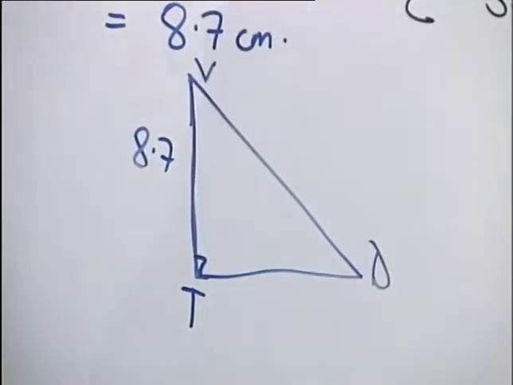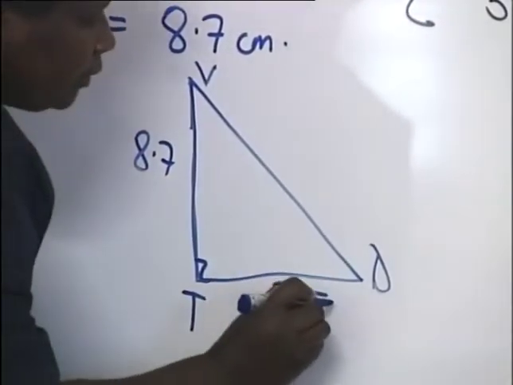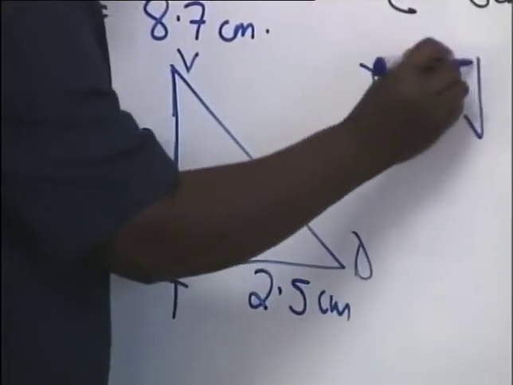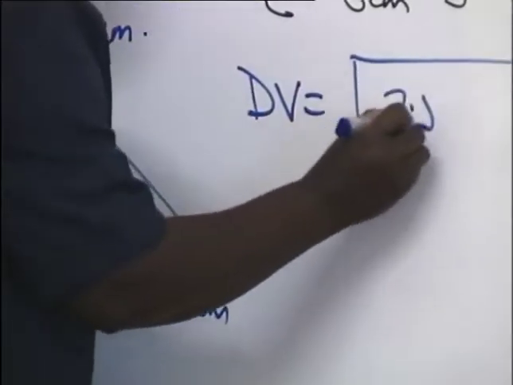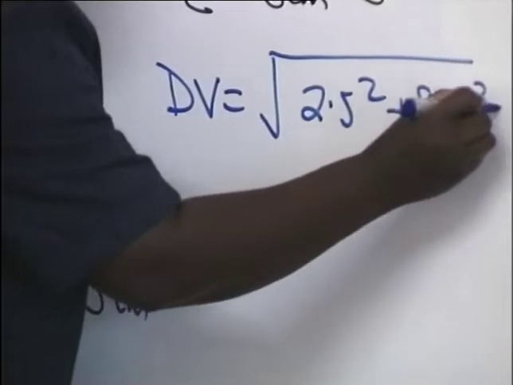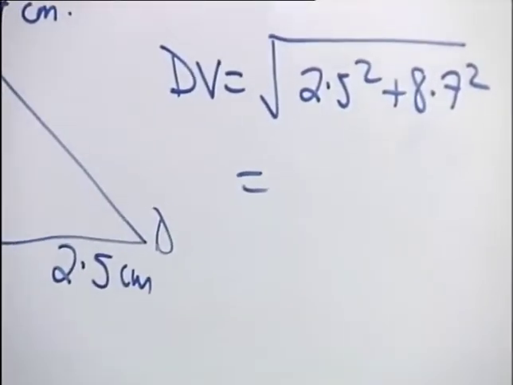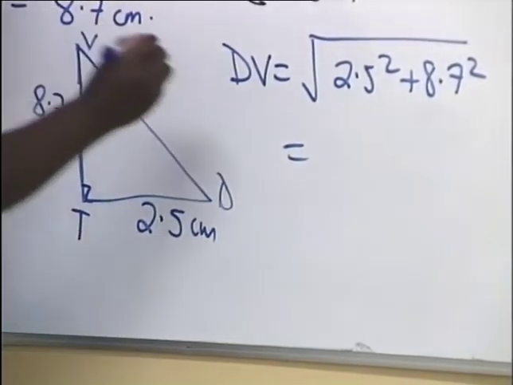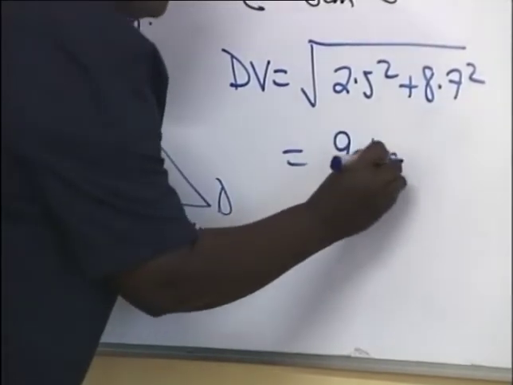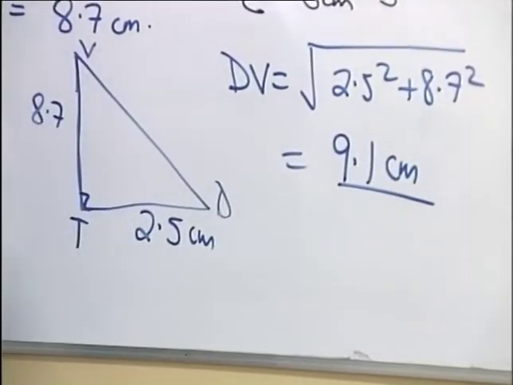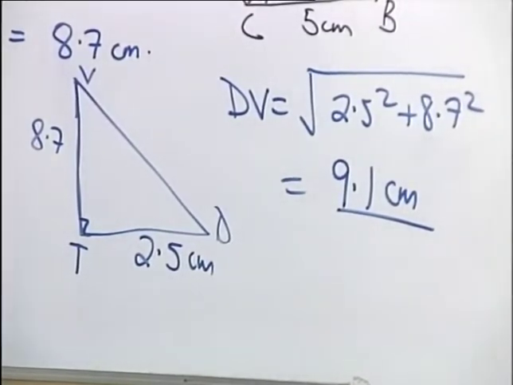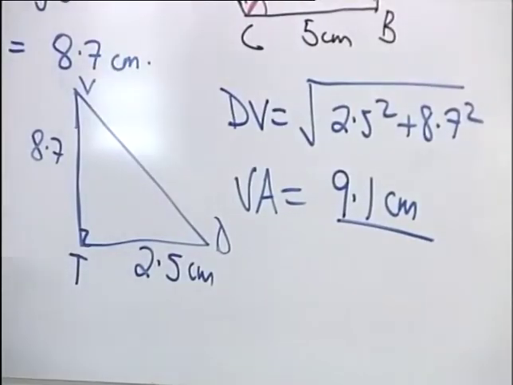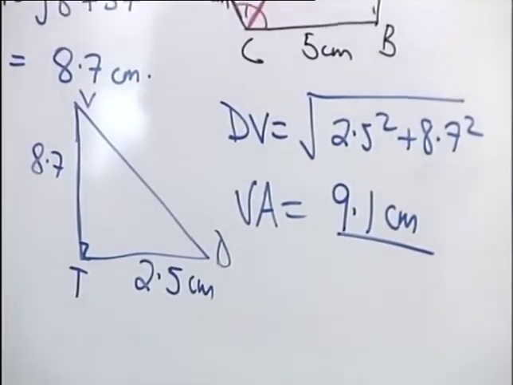Do we know what DT is? Yes, it is 2.5. It's half of 5. So dV is equal to the square root of 2.5 squared plus 8.7 squared, which is 9.1. Okay, so that is also equal to VA. Clear? Okay, next question.